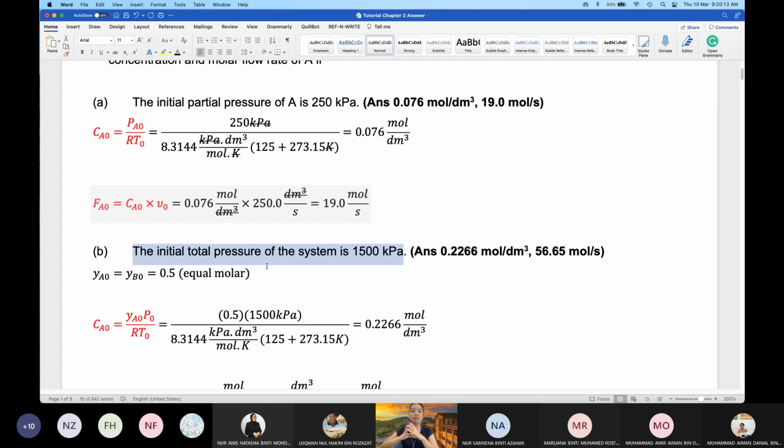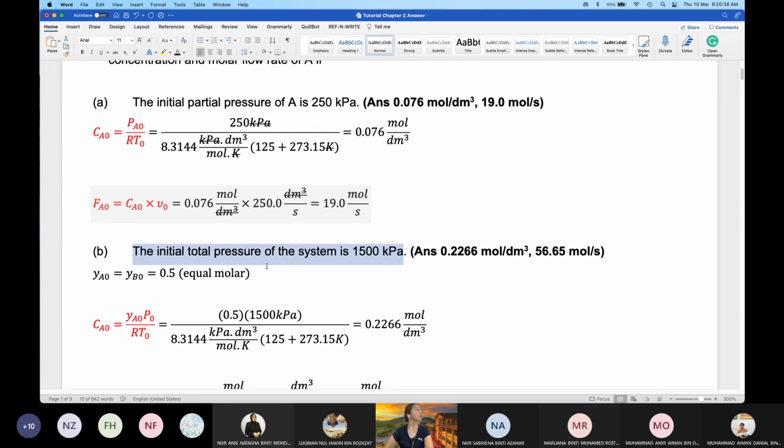When they say total pressure, it means we have two compounds, A and B. So the total pressure of both these compounds is 1500. In the calculation, we want to find the concentration of A. We cannot use this 1500 because it also contains the pressure of B. If I want to calculate the concentration of A, it must be only and only the pressure that comes from A. So how do we solve this?